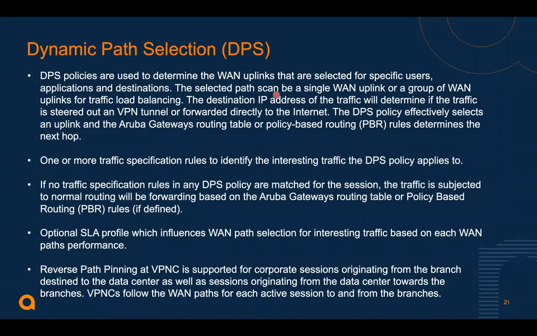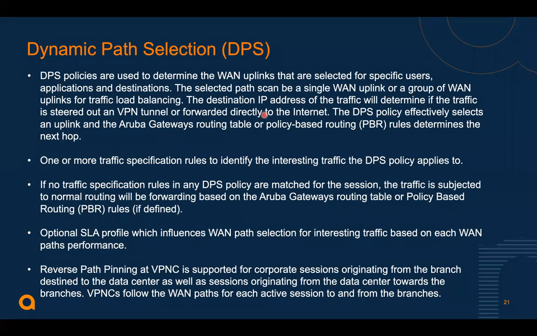Then comes dynamic path selection, where we could set specifications for the interesting traffic that needs to be routed to specific uplinks. Say we have three different uplinks: MPLS, INET, or data card. Specific interesting traffic could be routed to a specific uplink, and that can be predefined, and that also checks for sessions.